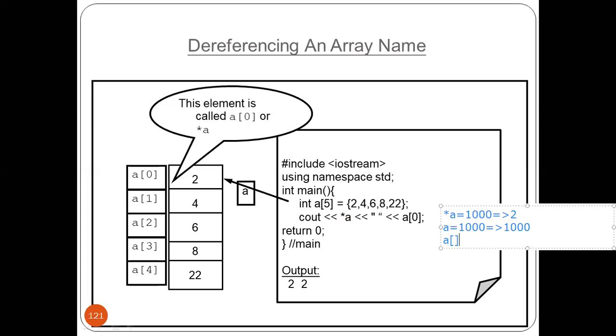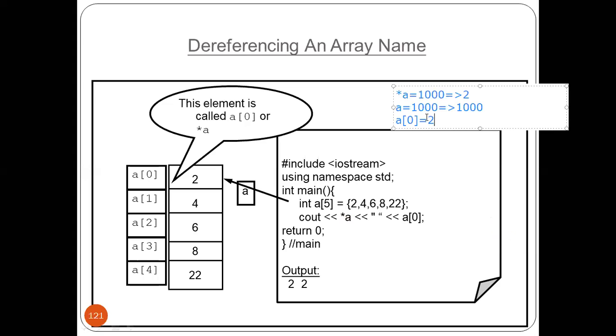And if we say a of 0, what does that mean? A of 0 will have the value 2, right? So that's the output; these are the cout statements, and this is what we see in the output window. That is the differentiating feature. So what is the output for this? 2 and 2, right? That means you can point either way, and both have the same meaning.